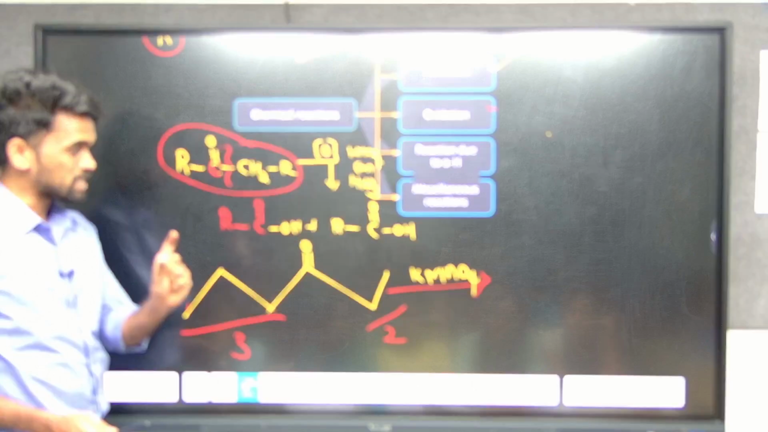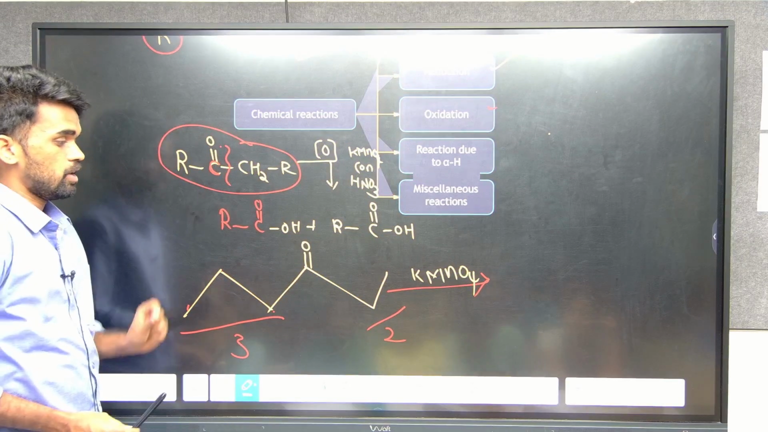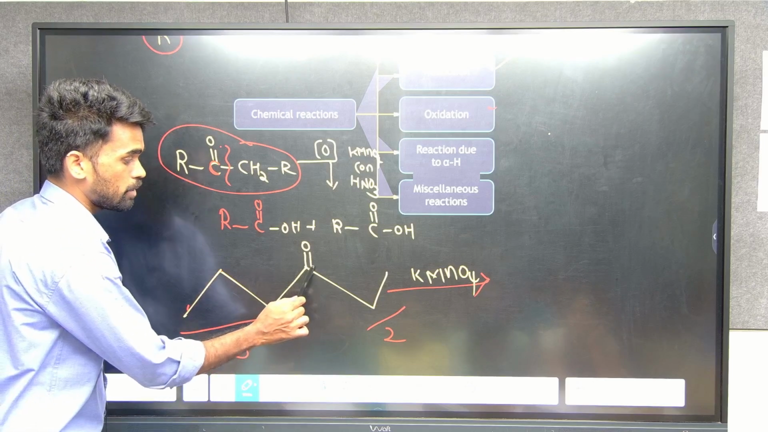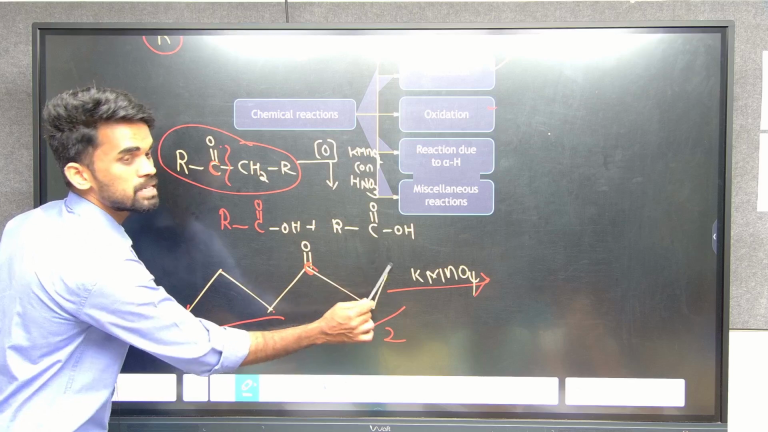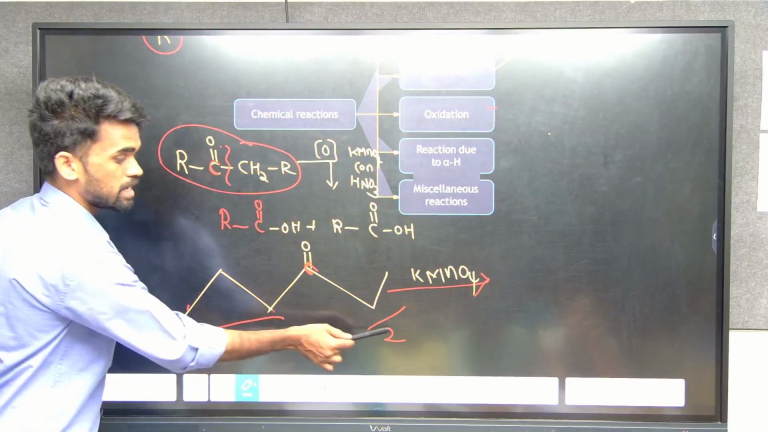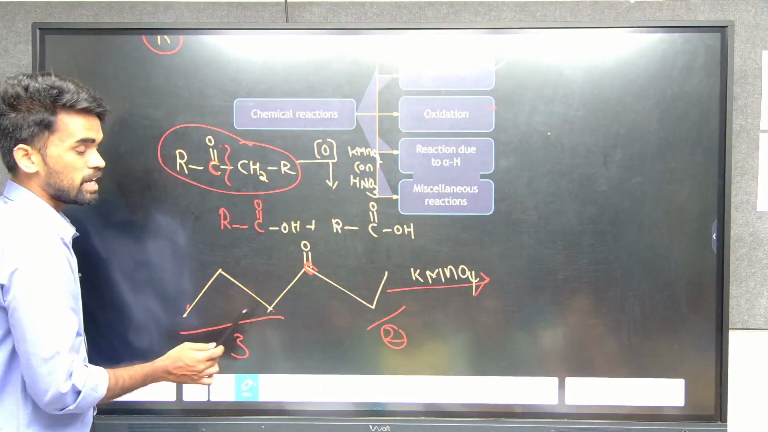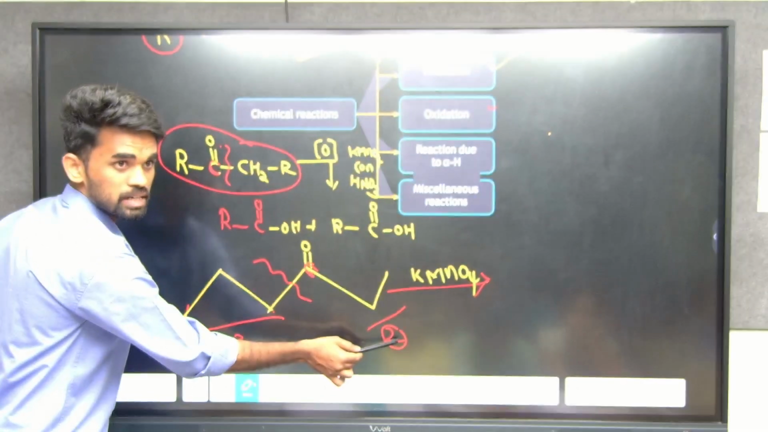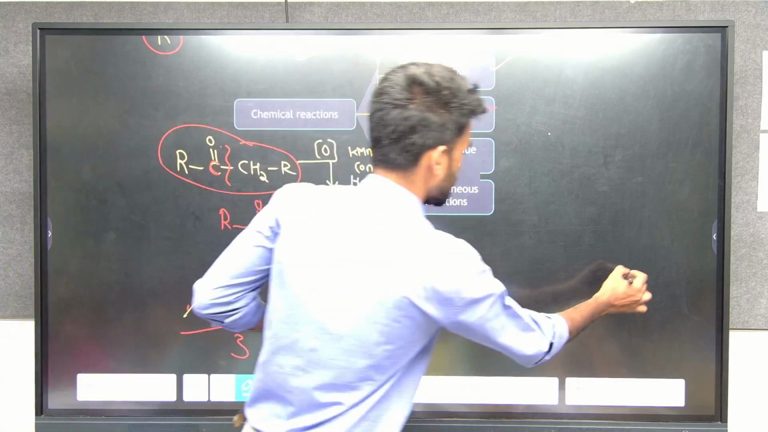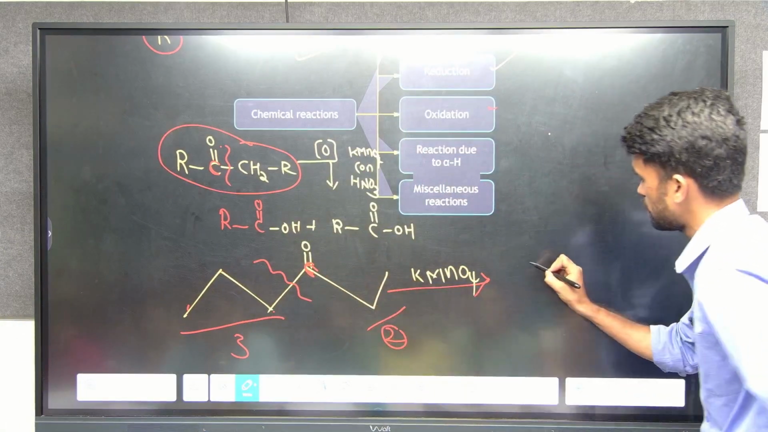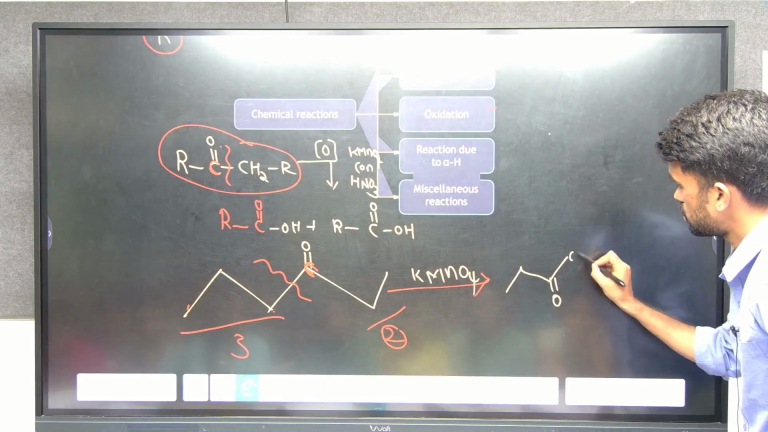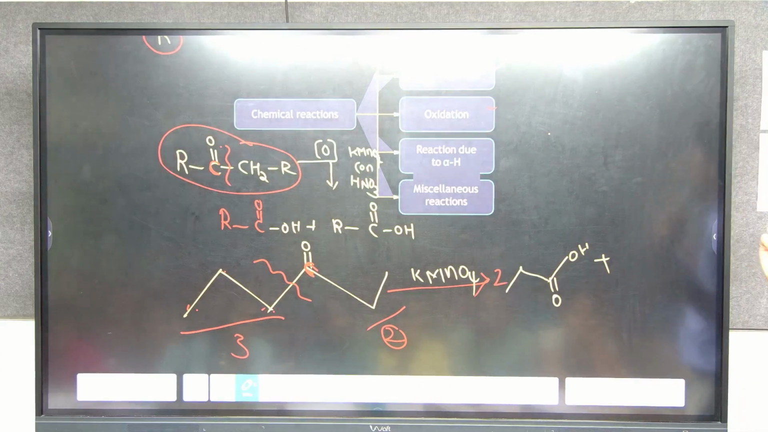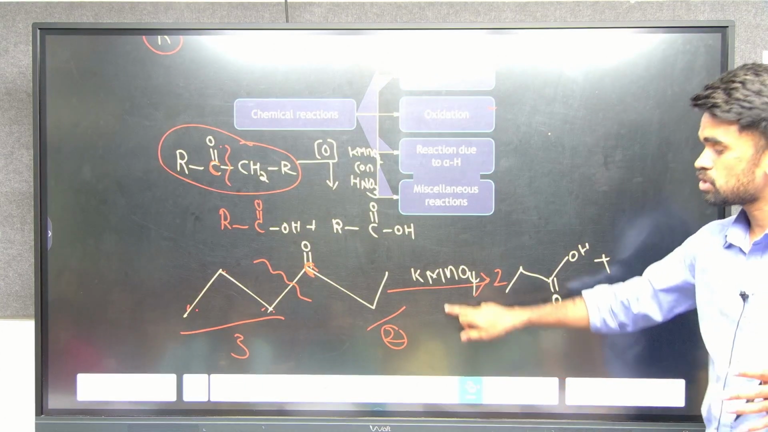Now remember, this rule is called Popoff's rule. The rule says that you need to break in such a way that the carbonyl group carbon goes with the side having fewer carbons. This side how many are you seeing? 2. This side? 3. So where should I break? Because the carbonyl group goes with the smaller side, this side it is going, so you will get 1, 2, 3, propanoic acid. That side 1, 2, 3 is also propanoic acid. 2 moles of propanoic acid will be produced. Clear everyone? Okay. One last question.